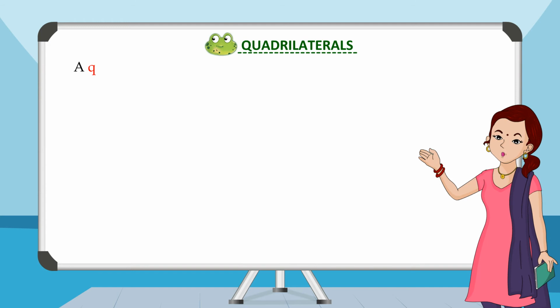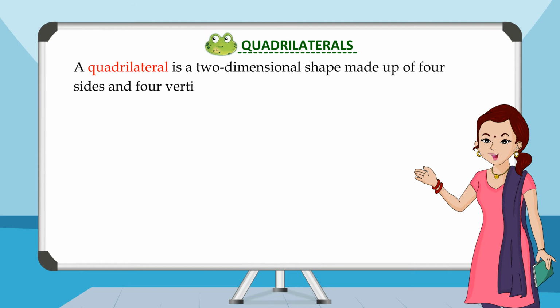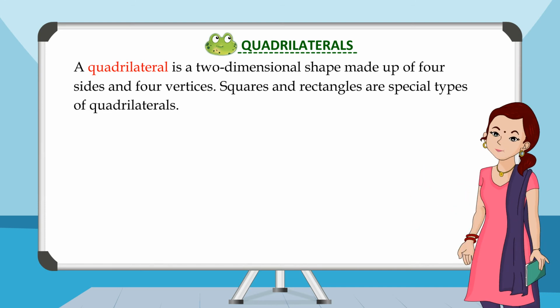Quadrilaterals. A quadrilateral is a 2-dimensional shape made up of 4 sides and 4 vertices. Squares and rectangles are special types of quadrilaterals.